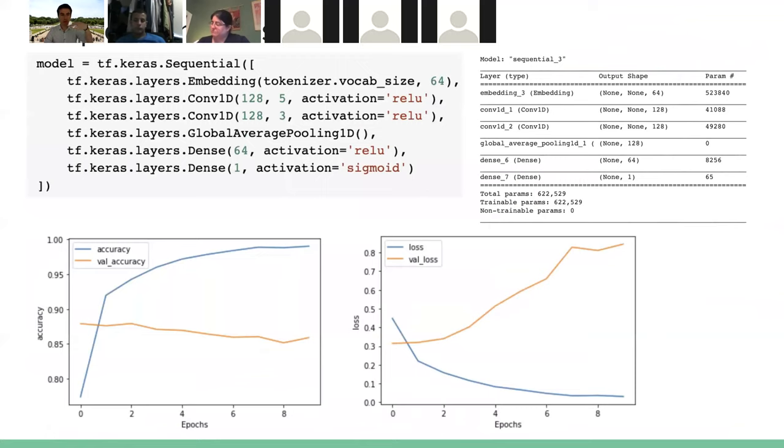Then we stacked two convolutional layers. One convolution looking at 5 tokens at a time, followed by another convolution looking at 3 tokens at a time. It just so happened that we're running 128 in parallel here and 128 in parallel here, followed by a global average pooling. The behavior was a little bit more stable, but we're still in that 87% range for validation accuracy. And you can see that we're overfitting because our training and validation accuracy and loss are diverging.